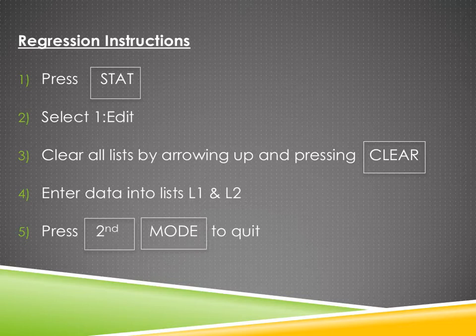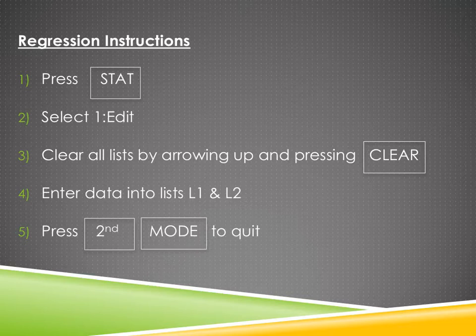If you already have data in yours, like there's data in mine, what you do is you arrow up to the L1 or the L2 header and you press Clear. Do not press Delete, that will erase the entire list and it will just disappear. I mean, we can get it back, but Clear actually clears the list out. So we want to clear the lists to start with.